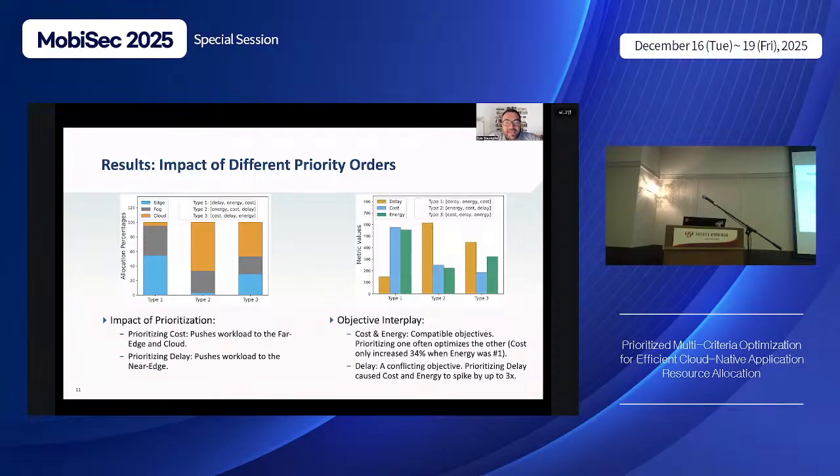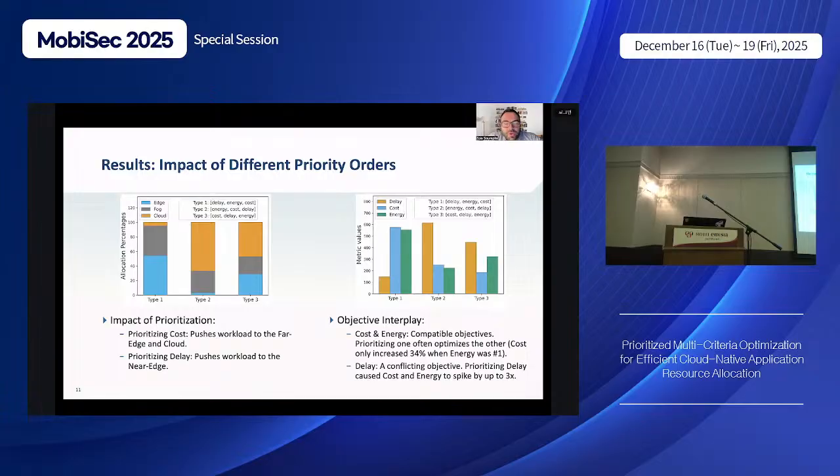Now, this slide demonstrates the impact of the priority orders on the actual resource placement. The bottom graph shows the allocation percentages. As we see, type 3 workload, which has the cost as priority, pushes the workloads to the cloud and far edge resources. This matches exactly the intent, as cloud resources are cheaper. On the other hand, for the type 1 workload, which has the delay as priority, the system utilizes the near edge resources significantly more to meet the latency targets.